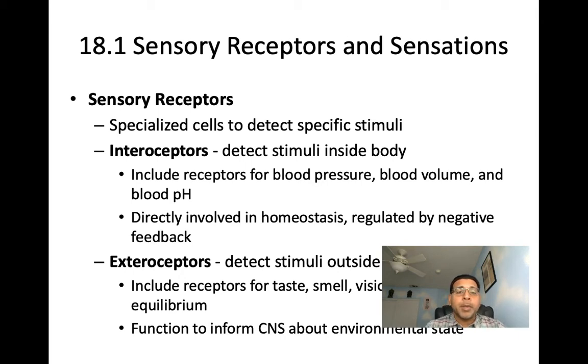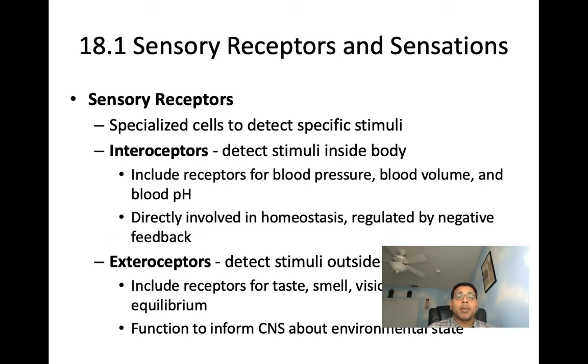Interoceptors are receptors that receive stimuli from the inside of the body. These receptors include receptors for blood pressure, blood volume, and blood pH. These interoceptors are directly involved in homeostasis, and they're regulated by what we call negative feedback.